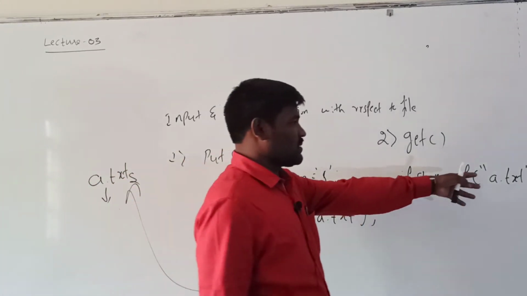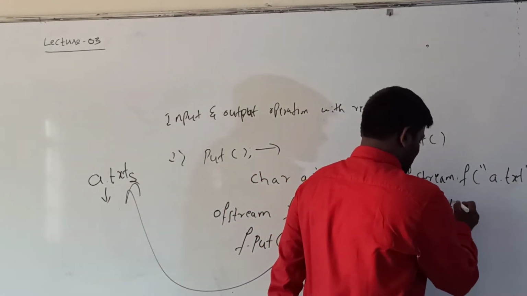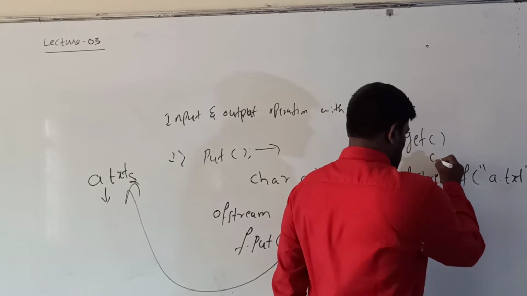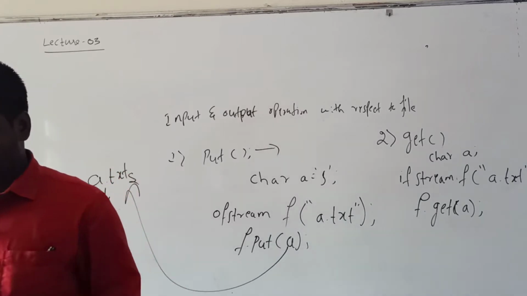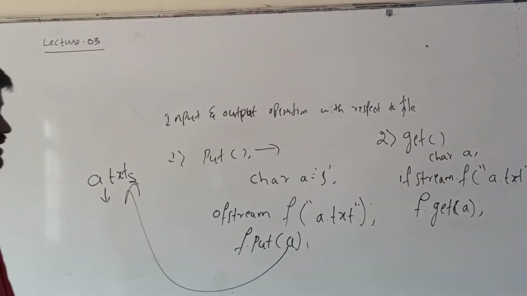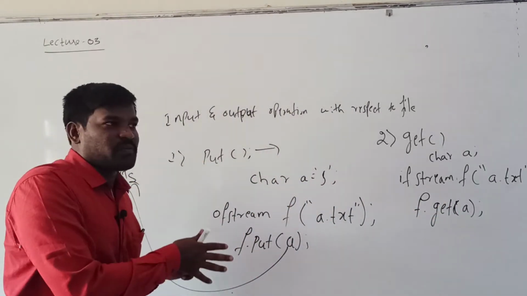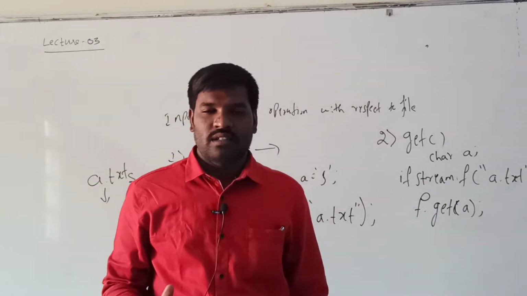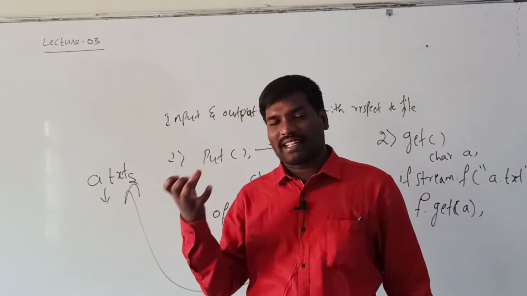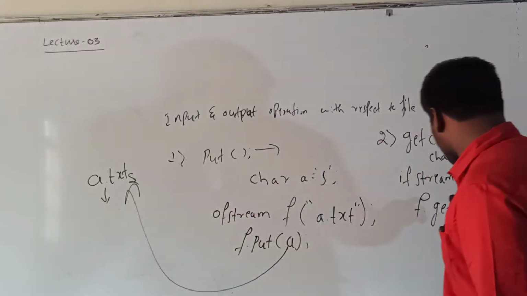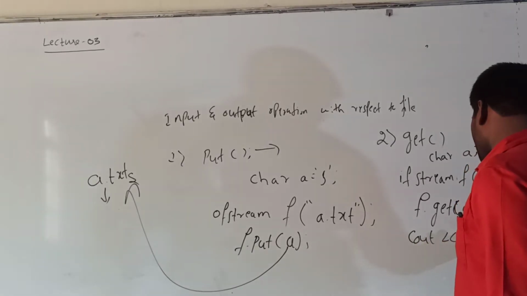Here, if stream f in the bracket of a.txt, then f dot get in the bracket of a. F dot get in the bracket of a means it will get the character from the current cursor position. Wherever the cursor is pointing in the file, that character will be fetched and stored in a. And finally we have to write cout a.